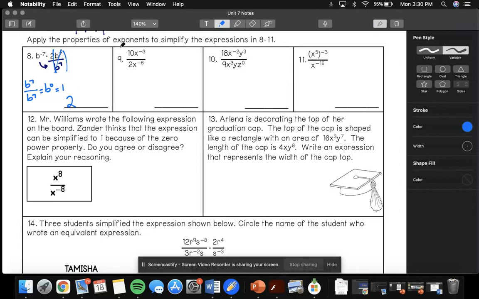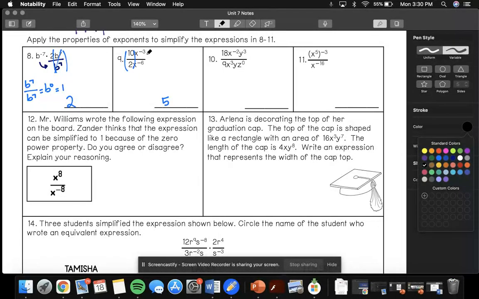Okay, for this next one, we have 10x to the negative 3rd over 2x to the negative 6th. So first, I'm just going to simplify 10 over 2. 10 over 2 is equivalent to 5. Now, you can either apply the rule that you know, or you can make them positive. I'm going to make them positive.